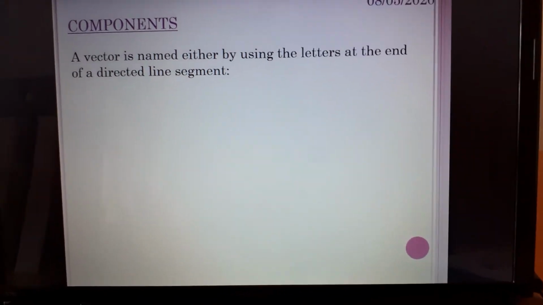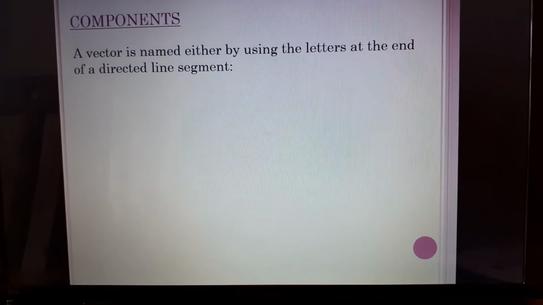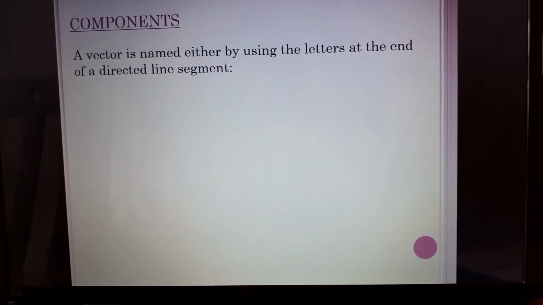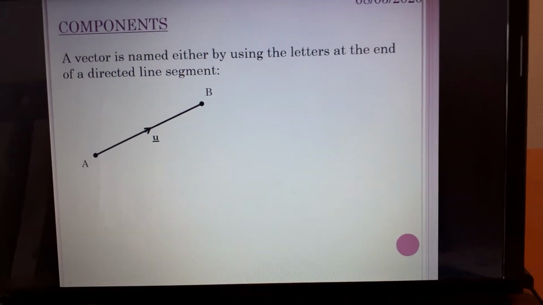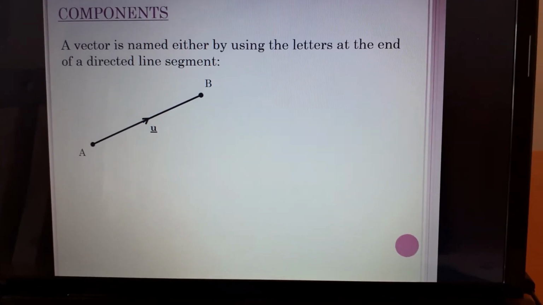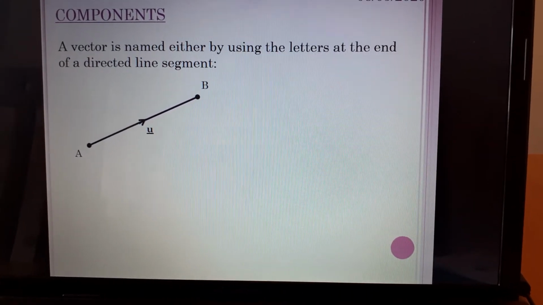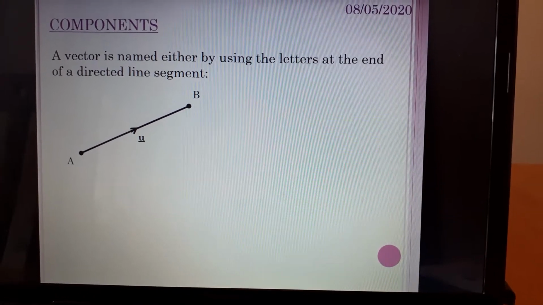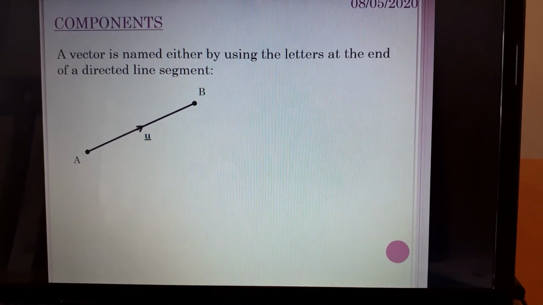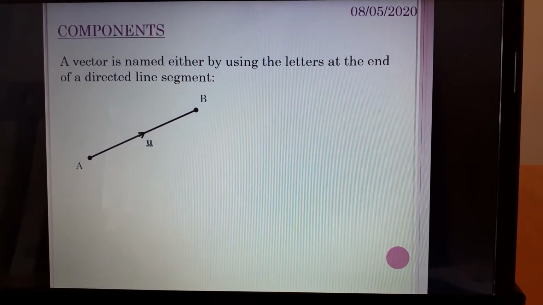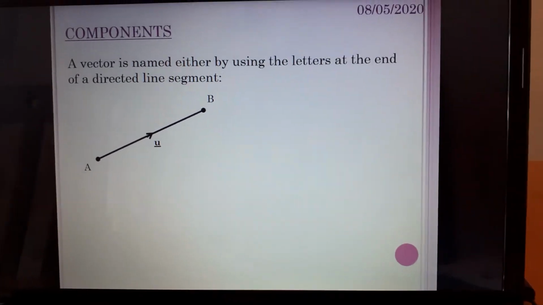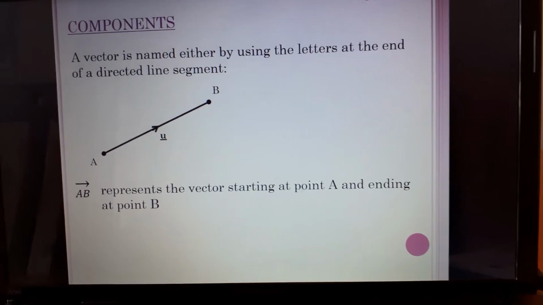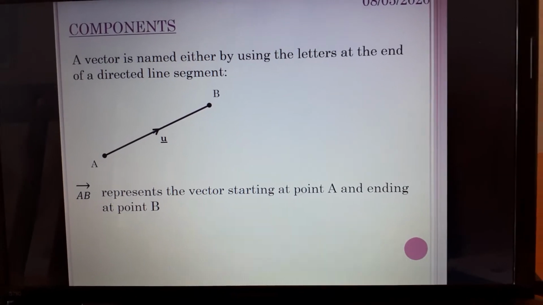We use components to display a vector. A vector is named using the letters at the ends of a directed line segment. Notice within this line segment we have a line that starts at A and finishes at B. We've got a little arrow in the middle of that line to show the direction. So we can see from the size of the line what the size is, and we can see from the arrow what the direction is. We can name this using the letters AB with the arrow above it to show that it goes from A to B. Starts at A and finishes at B.